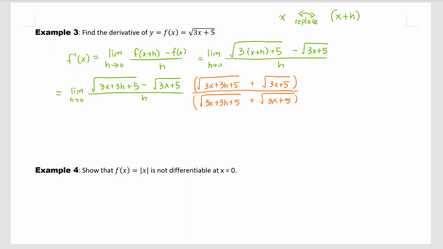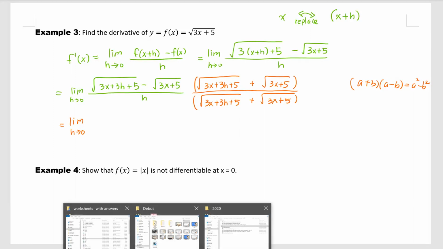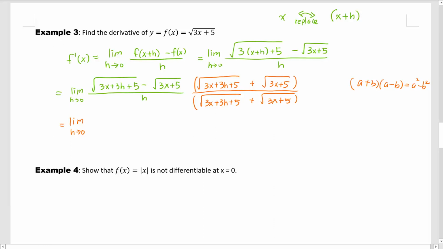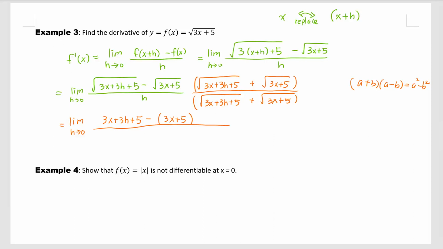Now after we do that, the numerator becomes, remember, a plus b times a minus b is a squared minus b squared, right? That helps us get rid of the square roots. So a squared now becomes 3x plus 3h plus 5, and then b squared is 3x plus 5. Is that right? No. Don't forget your parentheses. That's why your parentheses are so important. Sometimes you don't get the answer because you forgot them. So don't forget it.